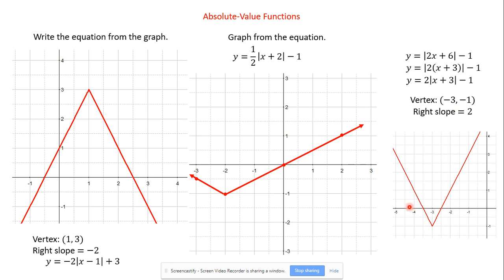And so that's absolute value functions. It's a V shape. We have our formula that has a vertex and the right-hand slope in it. We'll be doing graphs from the equation, equations from the graphs, and even a little bit of transformations, which is built into the formula as it is. And so this is really just transformations with the V for the absolute value.